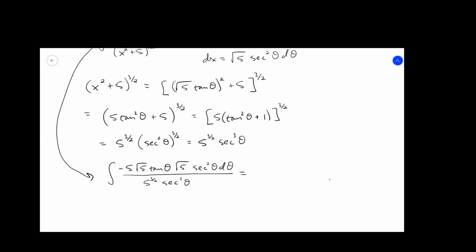Now, let's take our constants out to the front. We have a root 5 and another root 5 in the numerator, right? Those multiply together to give us 5. And then we're going to have that other 5 there. There's 2 of those 5, so I'm going to write it as 5 squared. And then in the denominator, we've got 5 to the 3 halves. What else happens? Secant squared here, secant cubed here. And so that's going to leave us with 1 secant in the denominator. So what do we have left now? We have tangent theta over secant theta. Okay, so that's what we're left with.